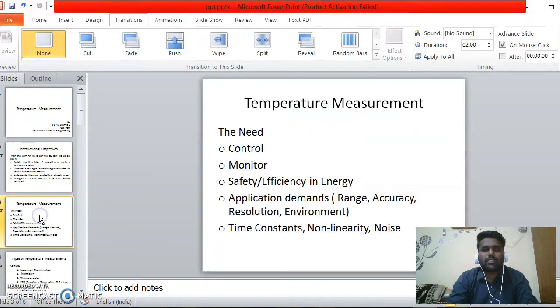So basically, going into the temperature measurement systems, the first thing we require is: what is the need of the temperature measurement system? If we are looking at the needs of the temperature measurement system, the first thing I have specified is control. So the control mechanisms in process industries are the major requirement.